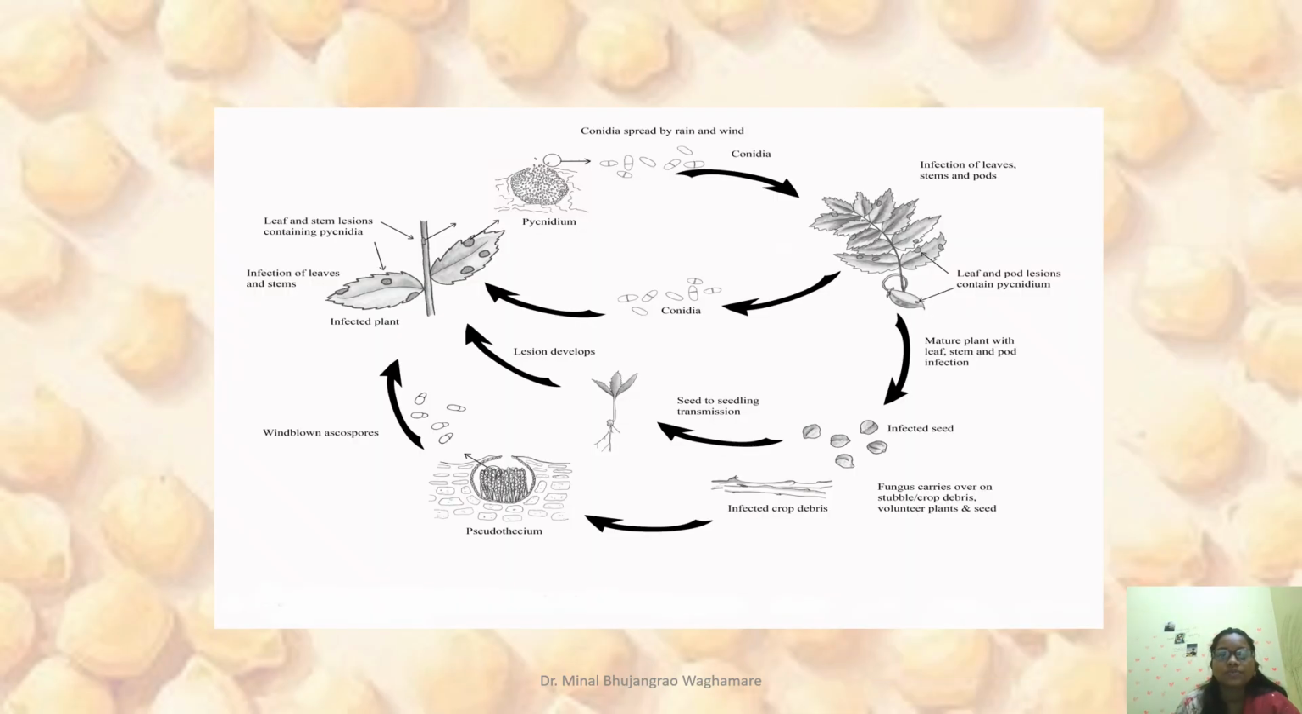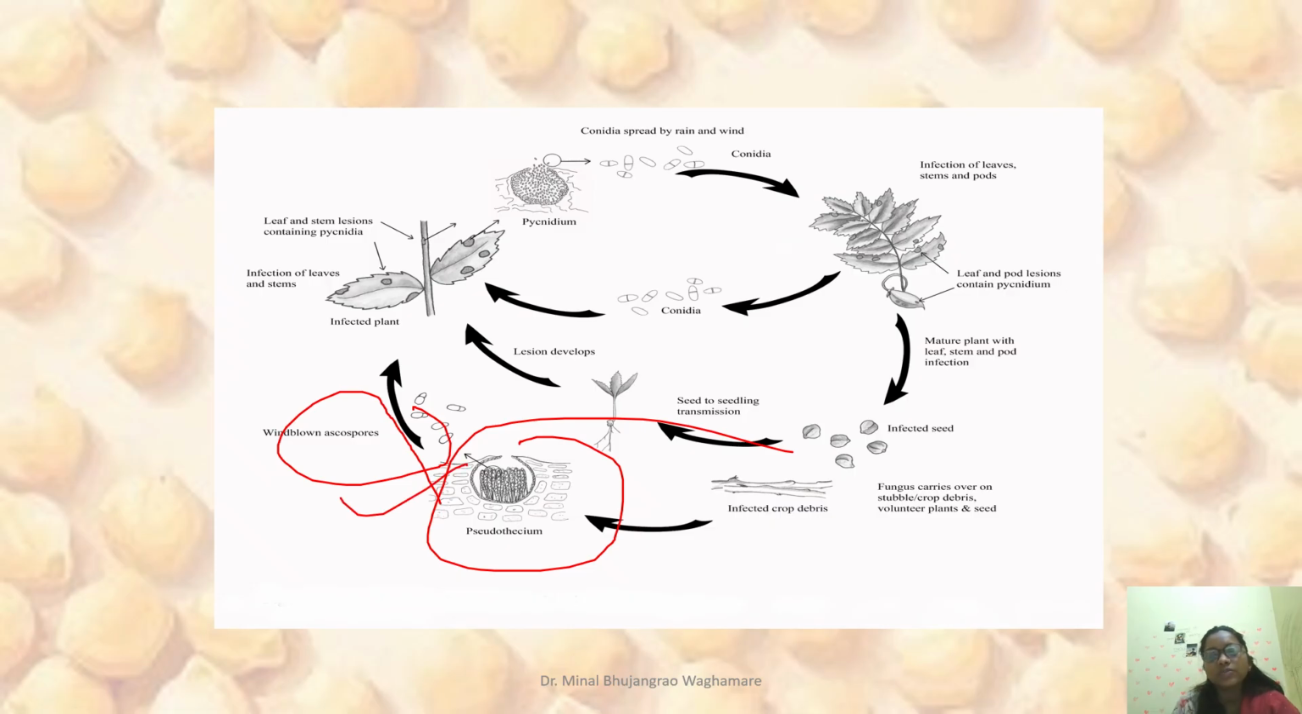Coming to its life cycle, two life cycles occur in this disease, the sexual life cycle and the asexual life cycle. The sexual life cycle is led by the ascospores, where female hyphae and male hyphae fuse and lead to the formation of pseudothecium, and this pseudothecium produces the ascospores. When favorable conditions are there, the sexual life cycle continues. When unfavorable conditions are there, the pycnidium will release the conidia, and the conidia get spread by wind and rain, and secondary infection is led by the conidia.